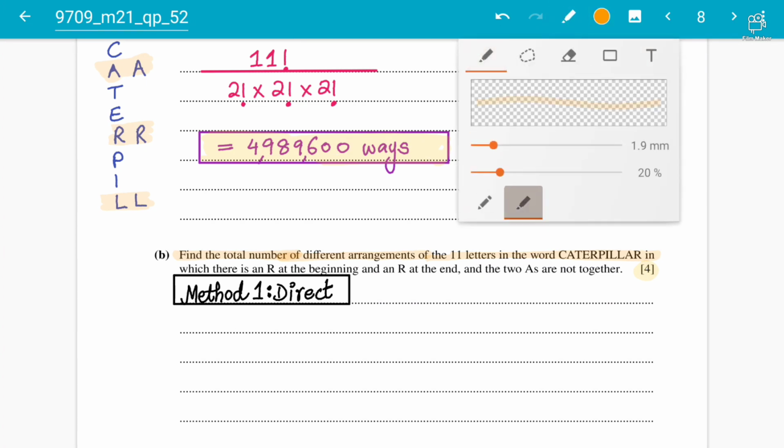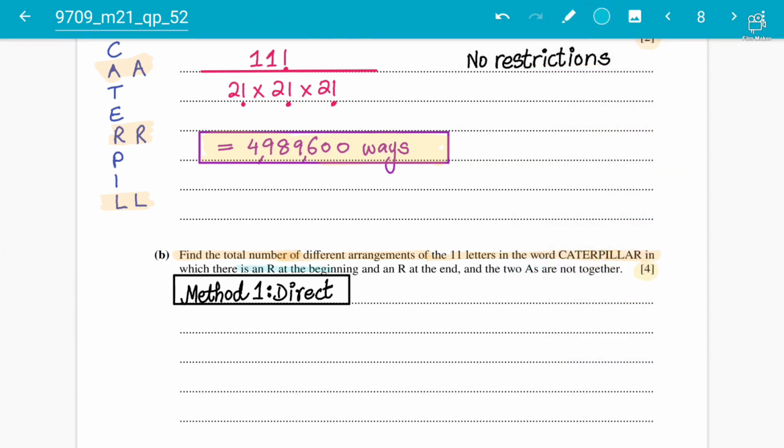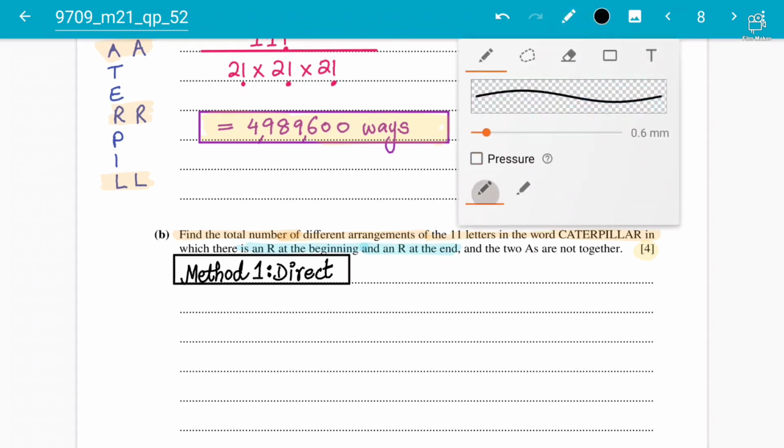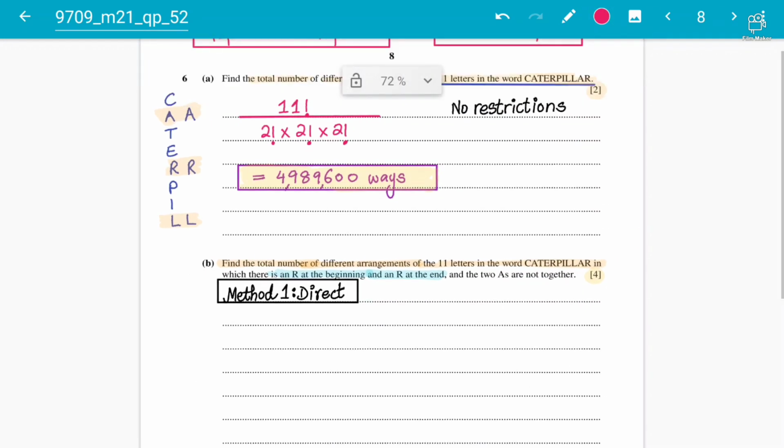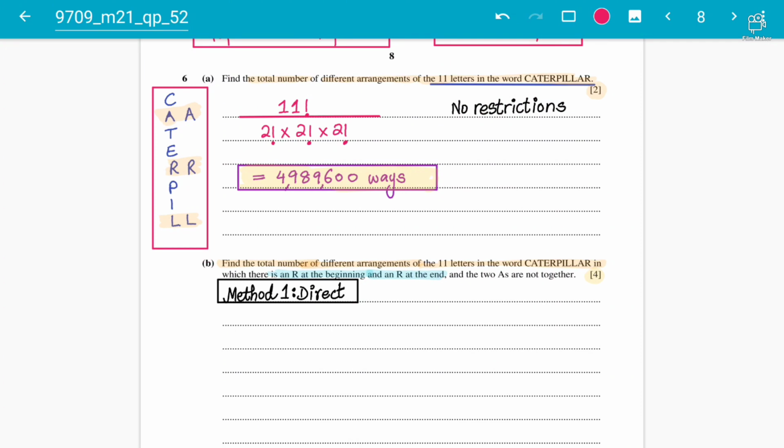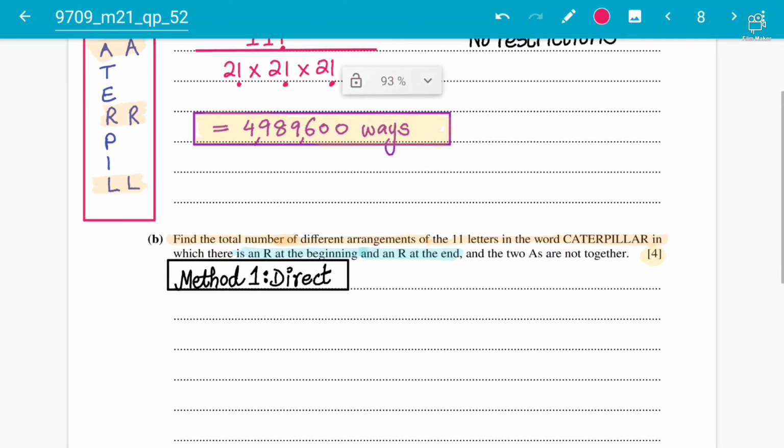So what is our restriction? These are called restrictions. There should be an R at the beginning and an R at the end. So there will be an R in the beginning, follow in the red color, and these letters stay the same. So let me make a number here that these letters remain the same. You are saying that R should be at the beginning, and an R should be at the end. So there's an R at the beginning and an R at the end.